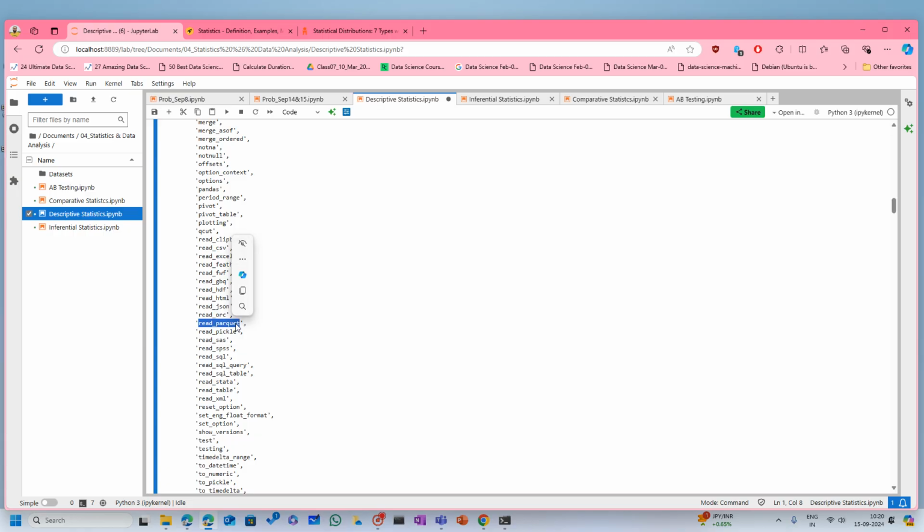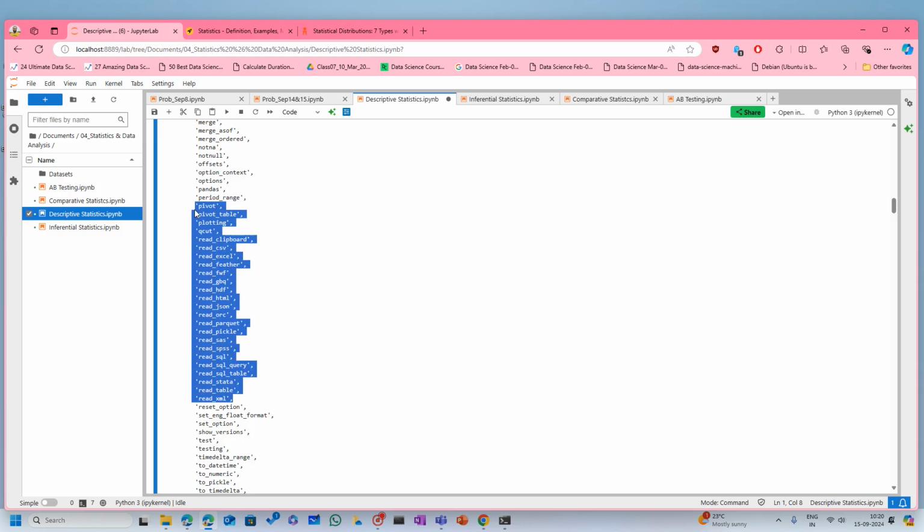Sparky file is mainly used for spark data frames. Okay, there we make use of it. Then pickle is for serializing the model. SQL query, SQL table also you can read. Stata type is another library, so for stata types also you can read table. Okay, read table I think we have already used in probability. So these are various types of files you can read.